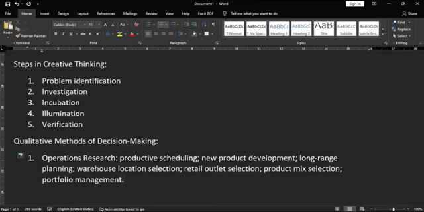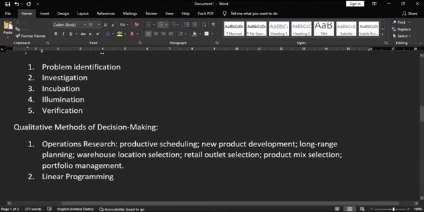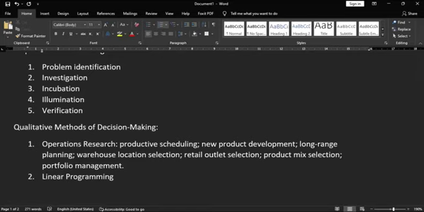The use of operations research entails the building of models, called equations, to represent the system. We also have linear programming, and queuing theory. The linear programming, the operations research, and the queuing theory are second to none in the quantitative methods of decision making.